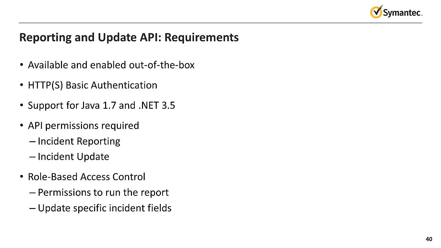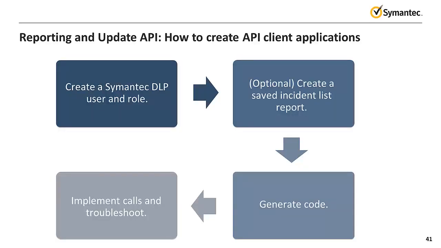For authentication, the Incident Reporting and Update API web service authenticates each client request using the HTTP basic authentication scheme. Client applications must supply the credentials of a valid Symantec DLP user in the HTTP authentication header of each request to the web service. Each request must be made over an SSL connection to the Incident Reporting and Update API web service. This figure shows the basic steps to create applications for the Incident Reporting and Update API.